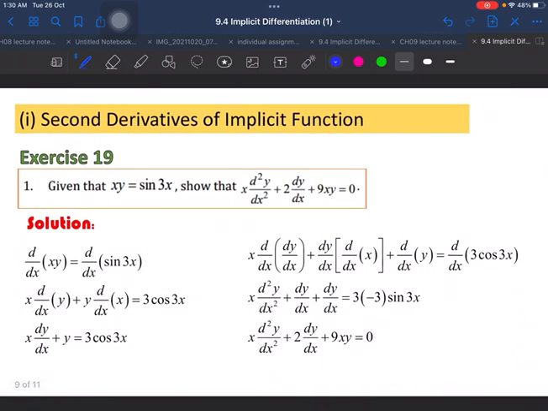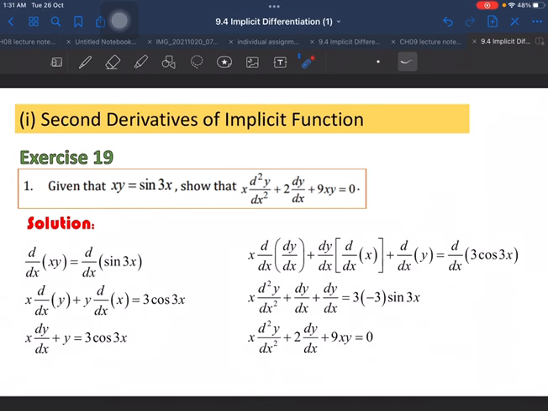Okey, next class. We go to second derivative of implicit function. How to do second derivative for implicit function. We do exercise 19. Let's say we have the equation given that xy equal to sine 3x. Show that x d square y over dx square plus 2 dy over dx plus 9xy equal to 0.